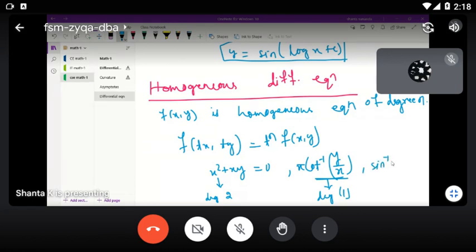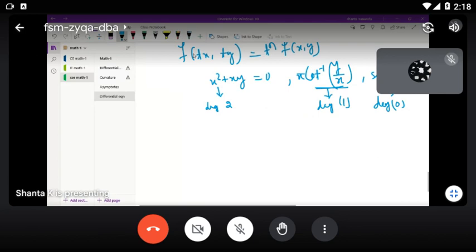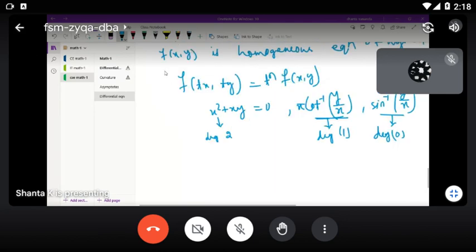Suppose I consider this one, sine inverse y by x. What is the degree here? So I multiplied x, then we are getting degree 1. Here, 0, because if you put tx, ty, t gets cancelled. No power of t, at least if you look at the definition. Okay, so this is degree 0. Got it? So now we will come to the homogeneous differential equation.